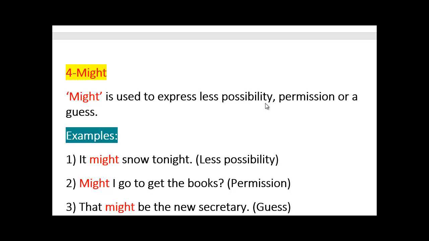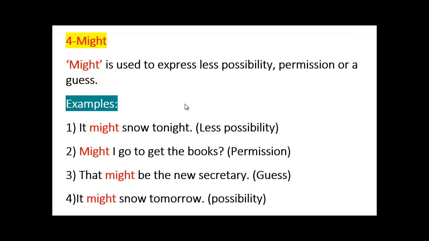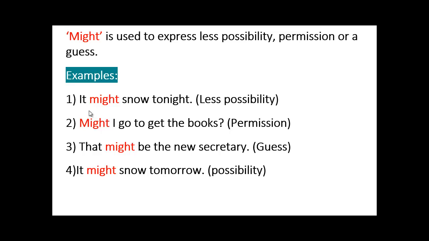Might is used to express less possibility, permission, or a guess. Here's an example. It might snow tonight. Less possibility. It might not snow tonight. Might I go to get the books? That's permission. That might be the new secretary. That's a guess. It might snow tomorrow. That's a possibility again. So that's how we use might.